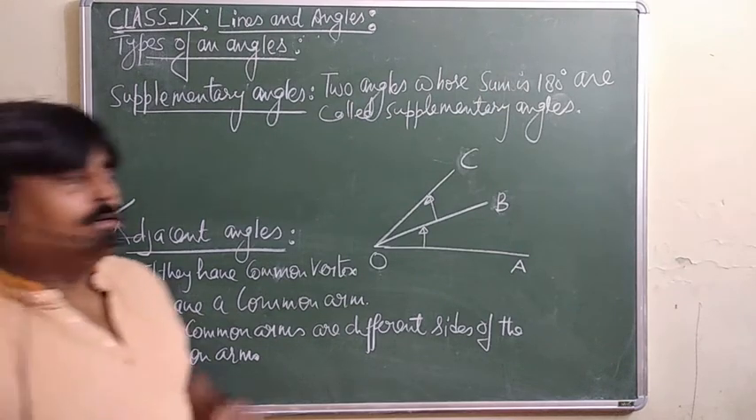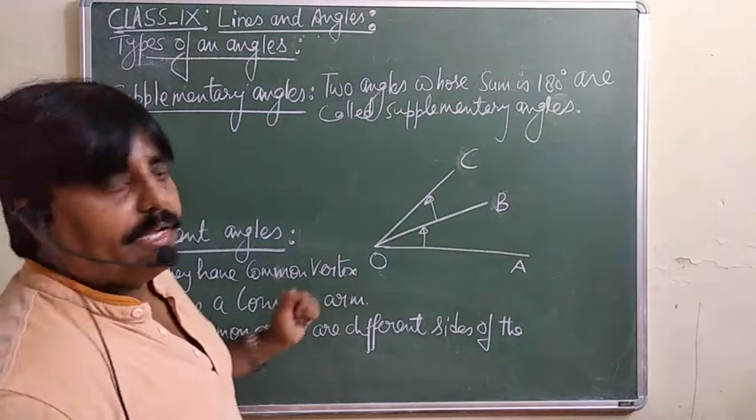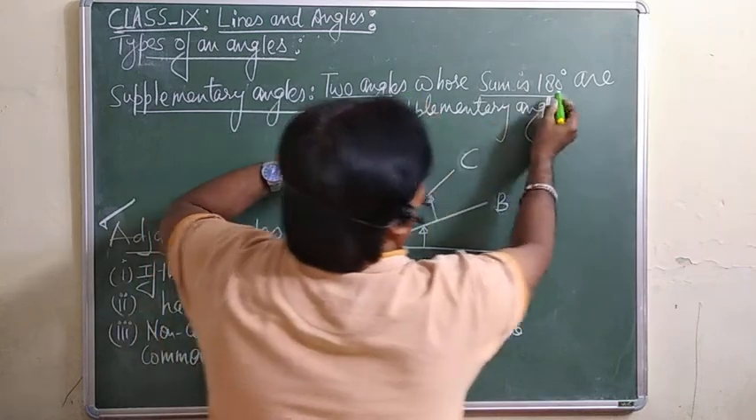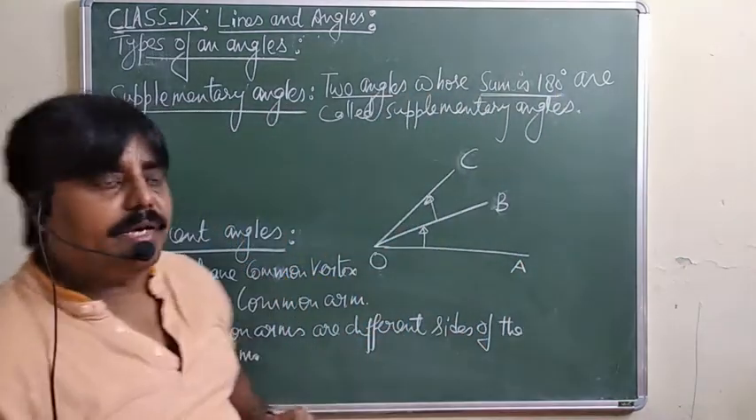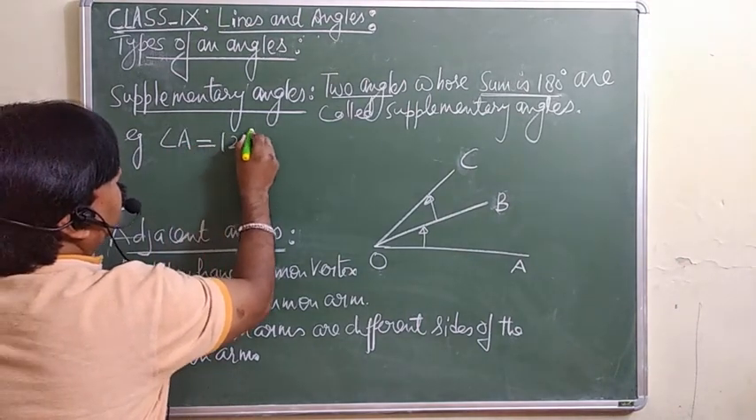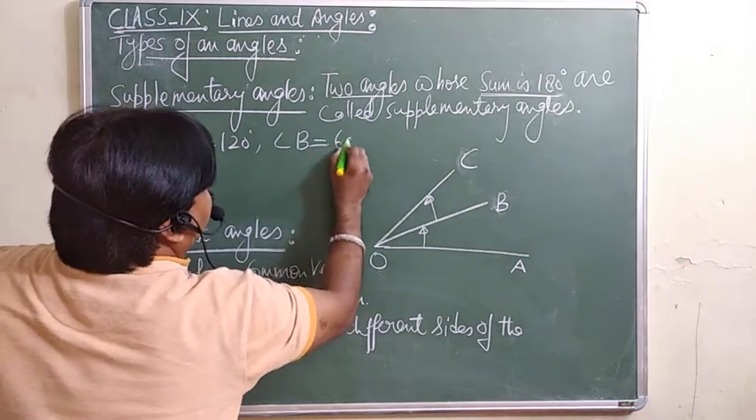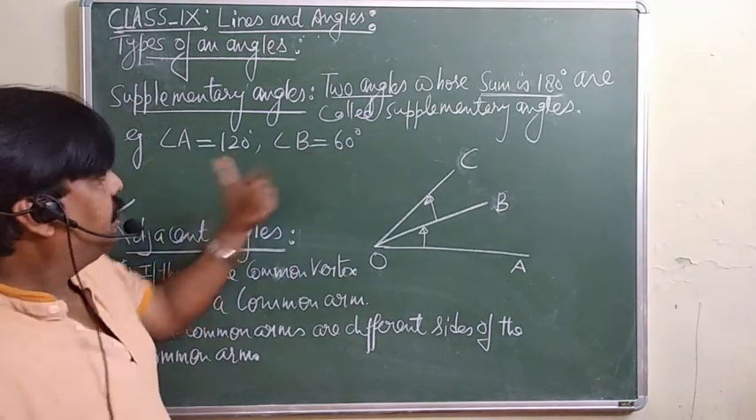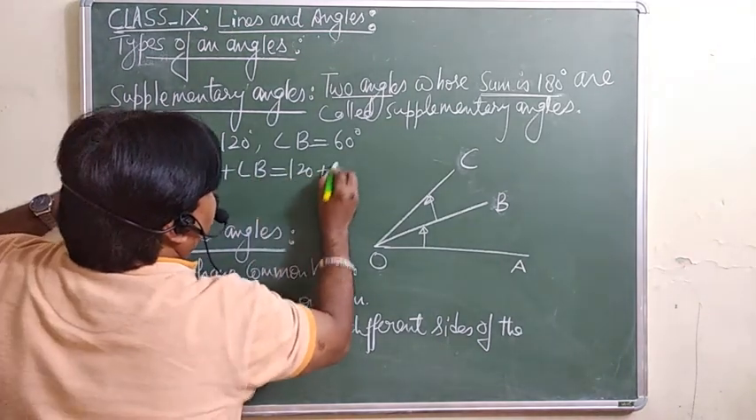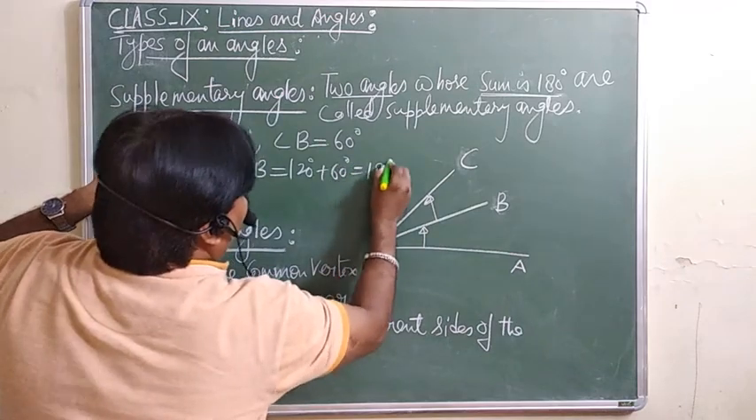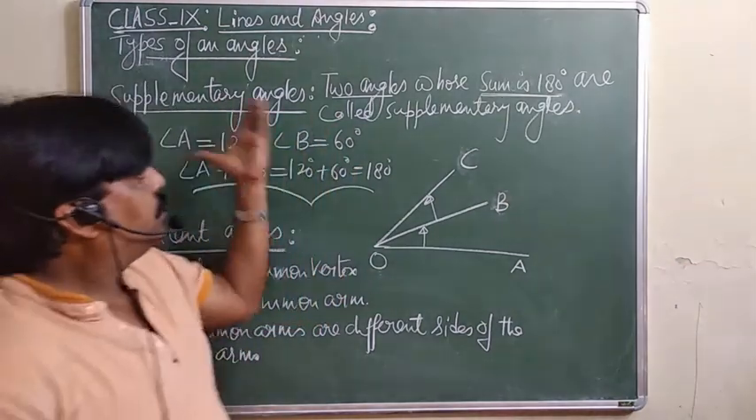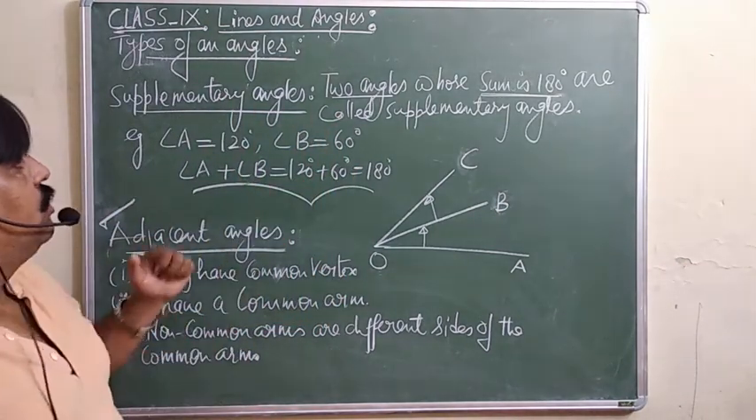Okay, now we will discuss the supplementary angles: two angles whose sum is 180. Two angles whose sum is 180 are called supplementary angles. For instance, suppose angle A we are taking 120 degrees, angle B we are taking 60 degrees. You can say they are supplementary angles because the sum of these two angles, 120 plus 60, is equal to 180. So then you can say A and B are supplementary angles. To become supplementary, the sum of the angles must be equal to 180.